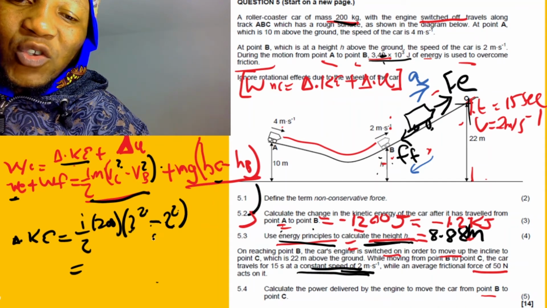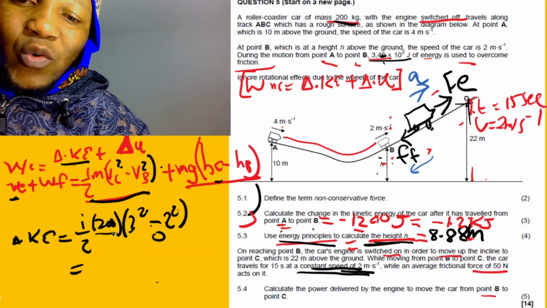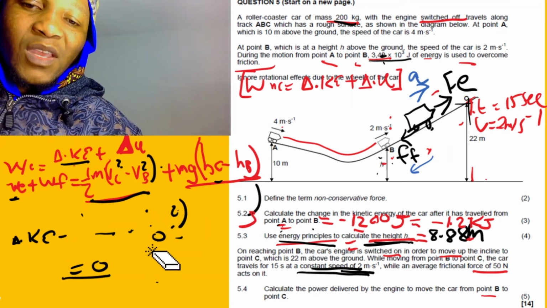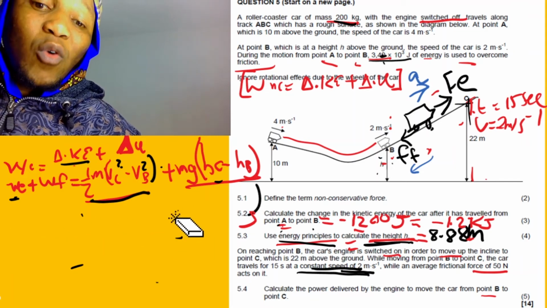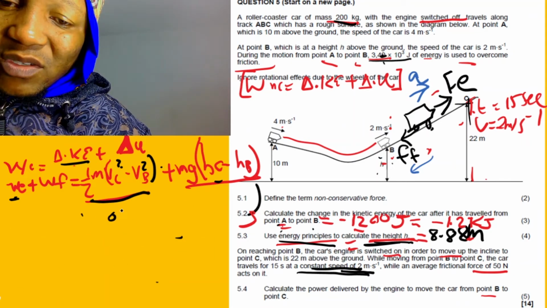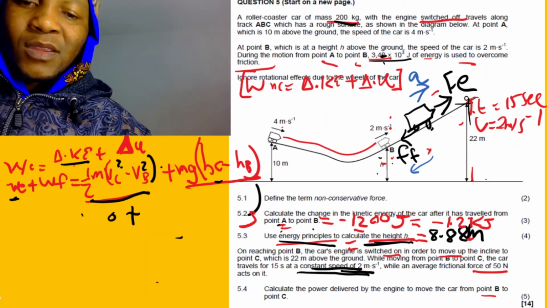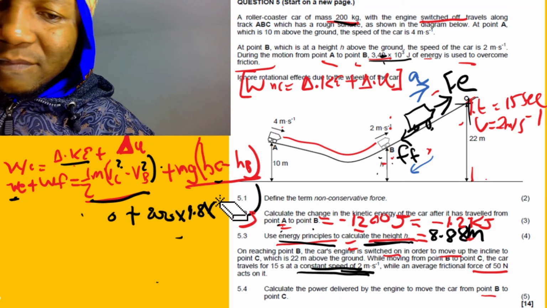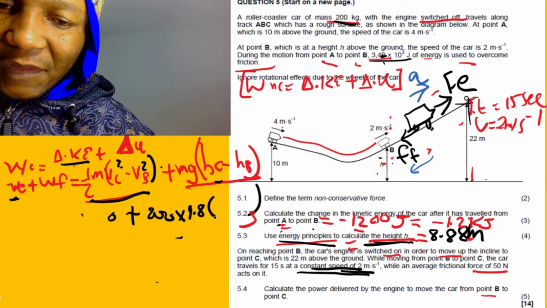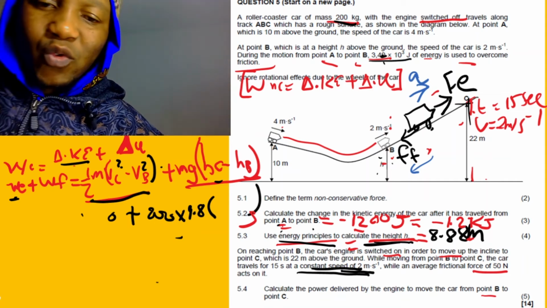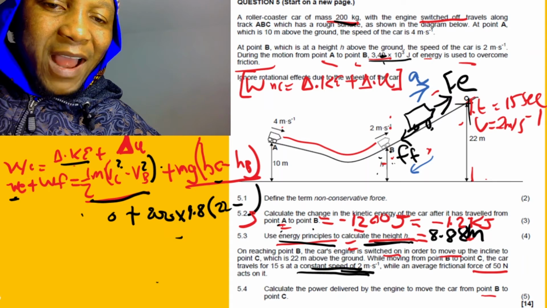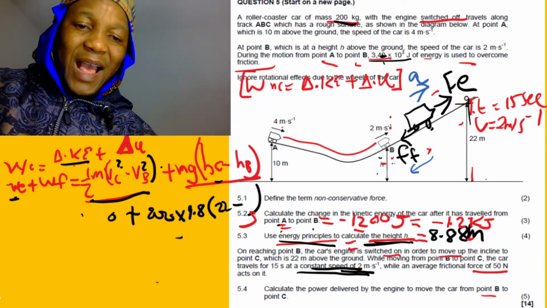So 4 minus 4 equals 0. So 0 times 200 times a half equals 0. So we don't have a kinetic energy here, because the velocity was the same. So kinetic energy equals 0 plus, okay, mass equal to 200 times gravitational 9.8 times height at C. Height at C equals 22. And height at B equals 8.88. We had it already here.